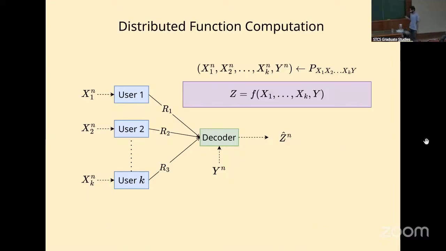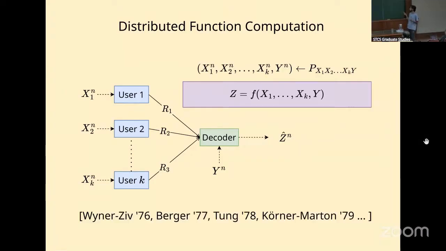There is a different flavor of this problem, which is called the function computation problem. Here, there is a function f of all these input variables, and the decoder would like to recover the function. So it can output some estimate of that function. There is a lot of work in this area as well by Binder and Ziv, Berger, Tung, and Korner and Marton. In general, it's an open problem what rate regions can be obtained for a given function, but some special cases have been solved.